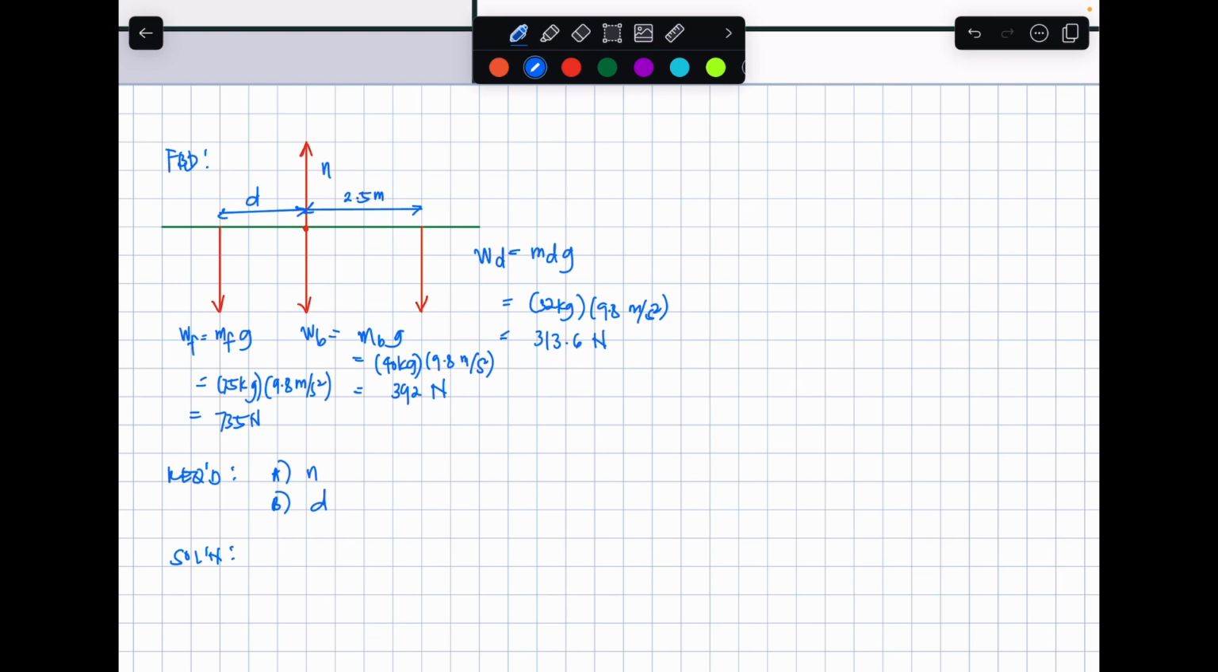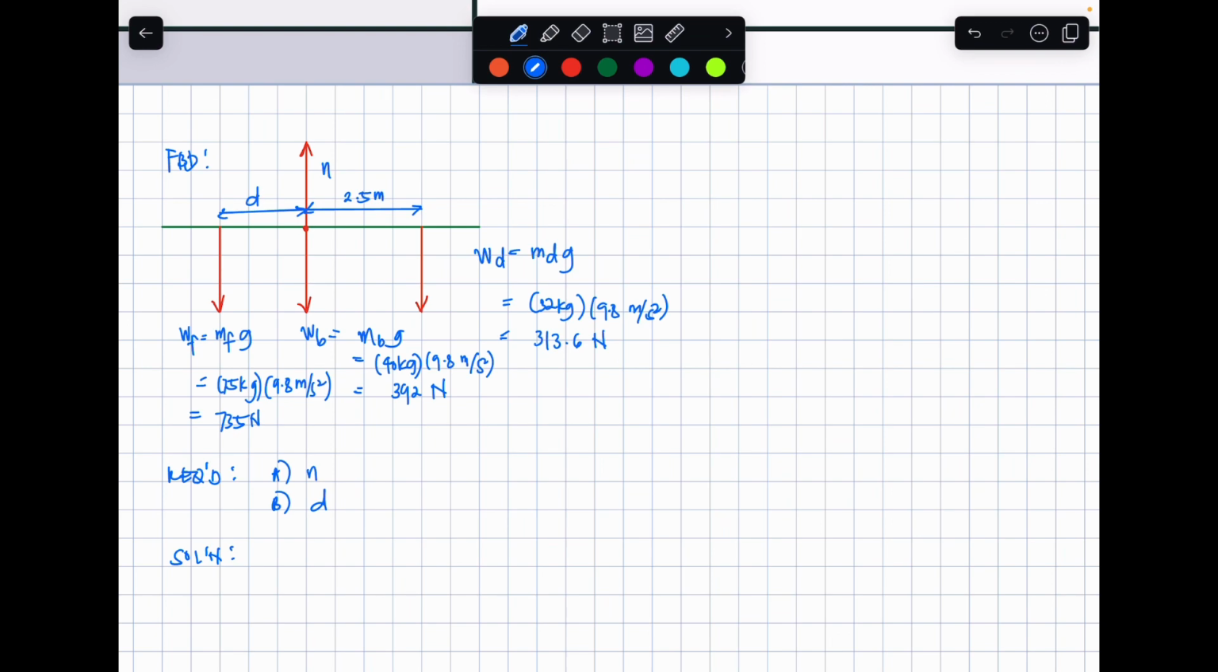To make this one balance, we can use the two assumptions: that the summation of vertical forces is equal to 0, and at the same time, the summation of the torque at the fulcrum will be equal to 0.